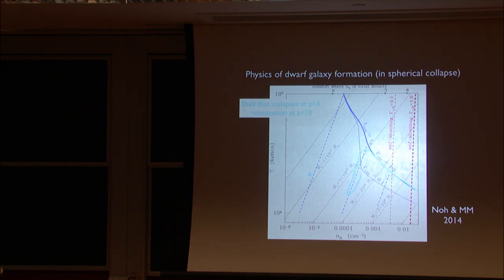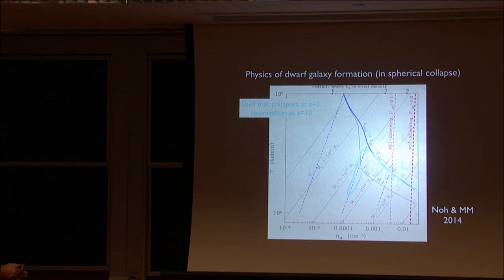Okay, so now let's say I'm a shell that collapses at redshift 3, and reionization was at redshift 10. So reionization heats me to 20,000 Kelvin. Then I cool with the expansion of the universe. And photoheating is kind of important as well. And then I heat up somewhat adiabatically. And then I reach a density where I can cool, and as long as I'm above the Jeans mass at all points along my trajectory, then I'm able to cool and form a galaxy.